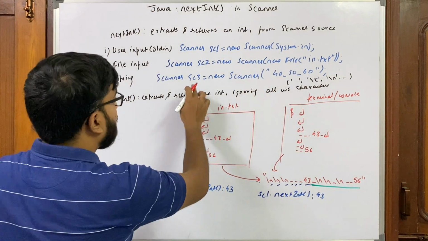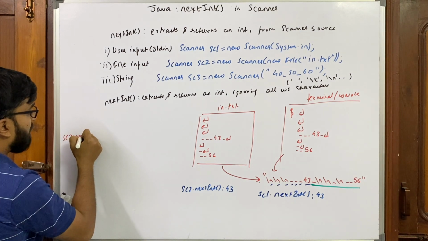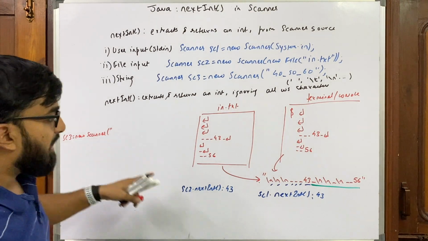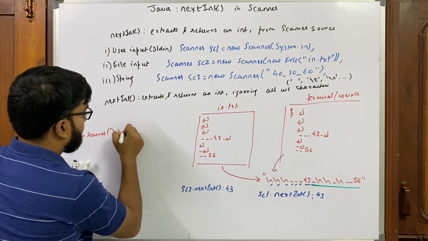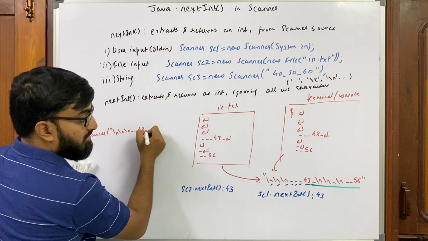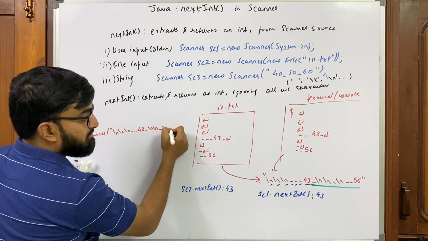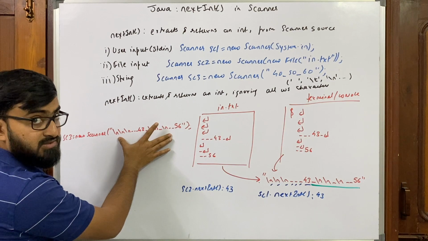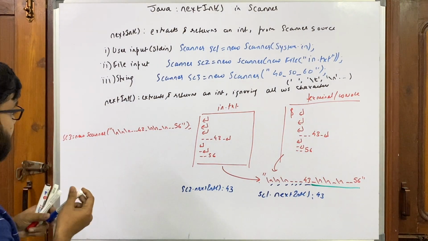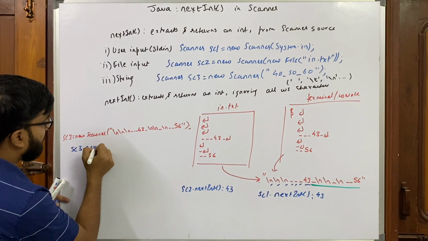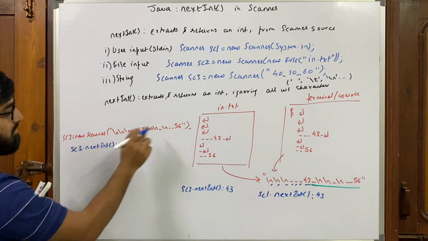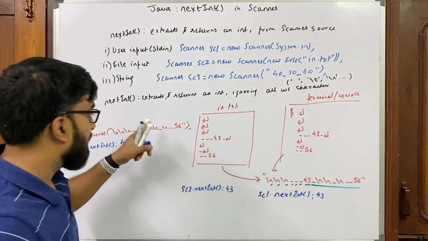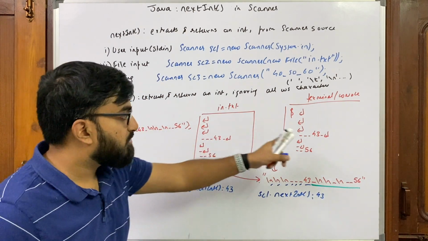A third scanner source, sc3, is reading from a string. I will pass a string as an argument to this constructor of scanner, and I'll pass this exact string: backslash n, backslash n, backslash n, space, space, space, 43, space, backslash n, space, backslash n, space, space, 56. Now this scanner is scanning from this string input. When I call sc3.nextInt, I get 43 again, because nextInt is going to behave the same way for the same input string, even if the sources are different.